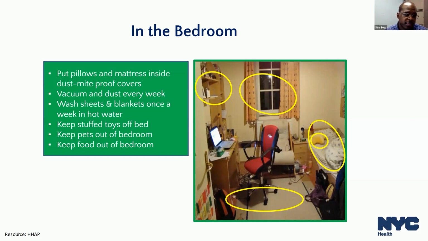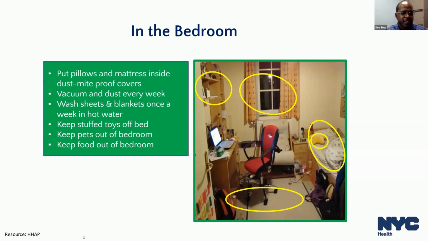You want to vacuum and dust every week. You want to wash sheets and blankets once a week in hot water. Hot water, because that kills dust mites much more so than cold water. And keep stuffed toys off of bed for that same reason. Keep pets out of the bedroom, because pets can be a trigger, and keep food out of the bedroom so it doesn't attract animals, pests.